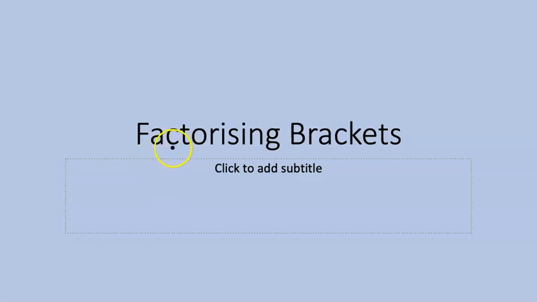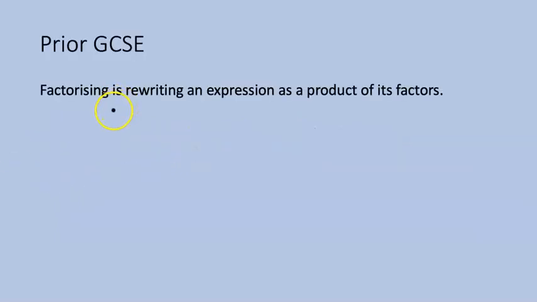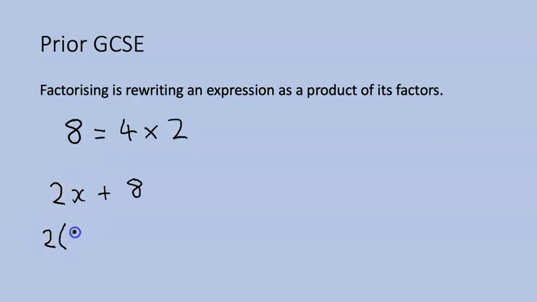Let's get straight to it. So prior to GCSE, we've got the definition of what factorising is. It's basically rewriting an expression as its product of factors. What does that mean? That means if I take the number 8, I can rewrite it as 4 times 2. If I had an algebraic expression, such as 2x plus 8, then I can see that 2x and 8 have got a common factor of 2. I take that out, 2x divided by 2 gives me x, 8 divided by 2 gives me 4. So that's how you work with numbers, this is how you work with algebra.